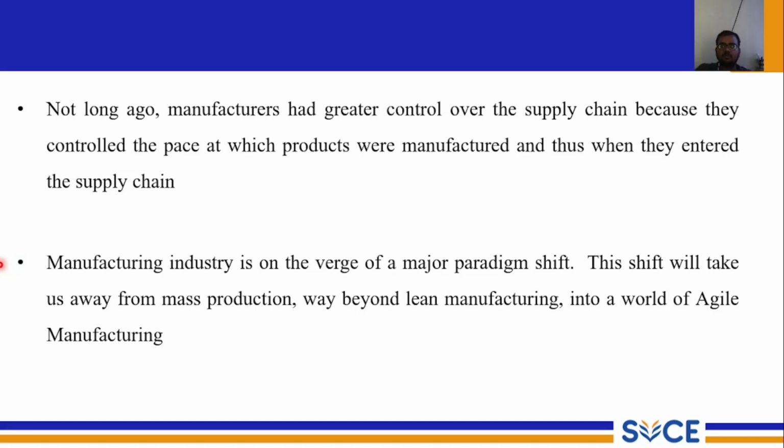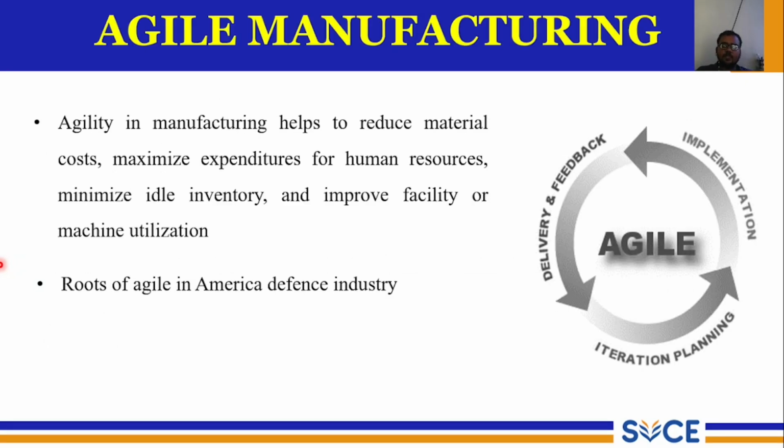Industry 4.0 had a few technologies incorporated, like cloud, IoT and others. Industry 5.0 will completely move on to a new paradigm of agile manufacturing. So what is agile manufacturing generally about? The ideal aim of an agile manufacturing system is that it reduces the material cost, maximizes the expenditure for the human resources, and also minimizes the idle inventory.